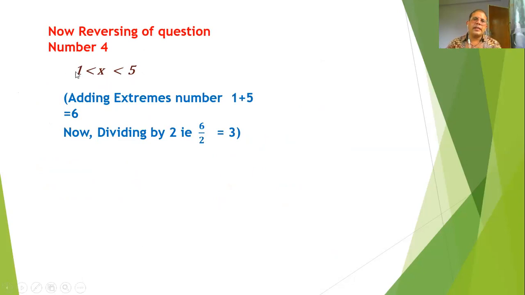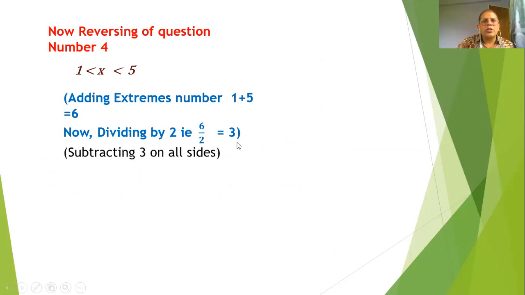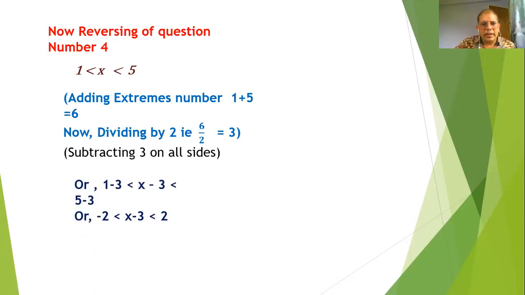So don't forget to take the sum of the first and last term and divide by 2. It is your 3. Then after that, you should subtract 3 on all sides. From all sides, from here, from here, from here, you should do minus 3. Then you got 1 minus 3, x minus 3, and so on.